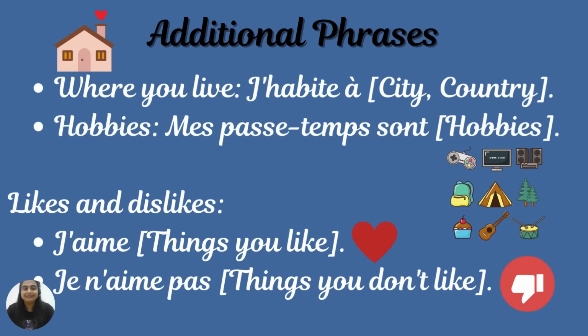Now, likes and dislikes. For liking something, you say "j'aime." Now, this could be a sport, this could be a person, this could be food, drinks, a place, anything at all. It's a very general verb. And if you don't like something or someone, you would say "je n'aime pas." So the N and the pas stand for when you make a negative sentence.